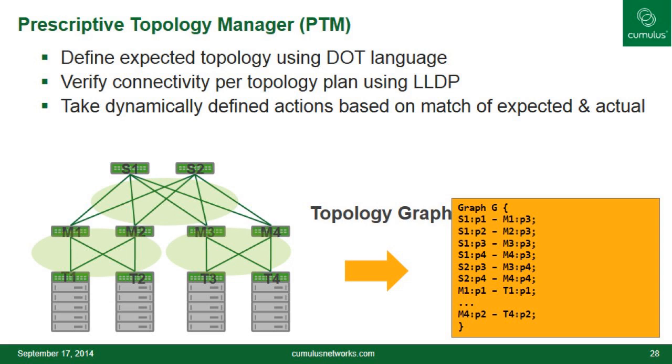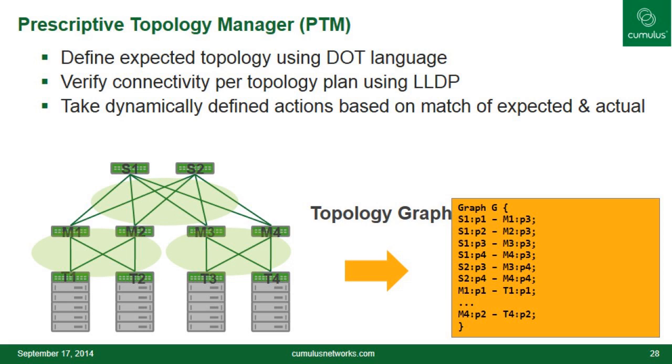What PTM does is very simple. It does three simple things. It says, define the expected topology and use an open source language. It's a graphical language, a language to represent graphs, and it's open source. It's called DOT. Please define how you expect your physical cabling to be. Next, there's a daemon that runs on every node that takes this network-wide specification and compares it to the configuration that I'm actually seeing.